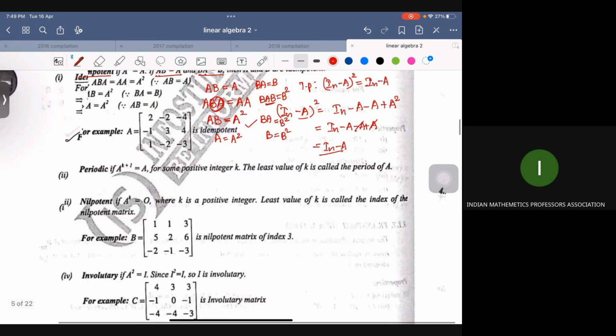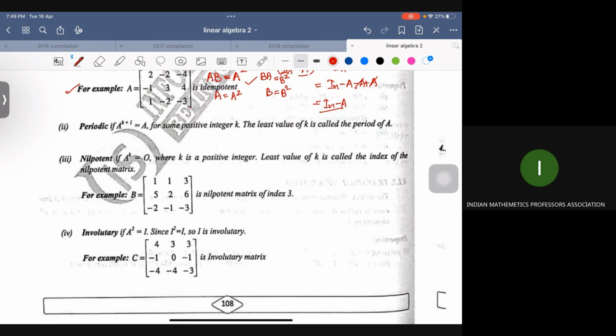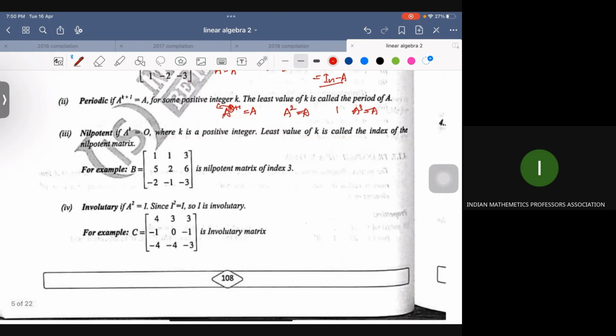Check this example, take this as an exercise. Periodic: a matrix is said to be periodic if A power k plus 1 is equal to A, then the matrix is said to be of period k. If A square is equal to A, we can say A is of period 1. If A cube equal to A, then A is a matrix of period 2. Next, nilpotent. A matrix is said to be nilpotent if A power k is a zero matrix, then the matrix A is said to be nilpotent of index k. Here the matrix B is said to be nilpotent of index 3. Here B square we will get as one matrix, then B cube we will get as the zero matrix. So B is a nilpotent matrix of index 3.